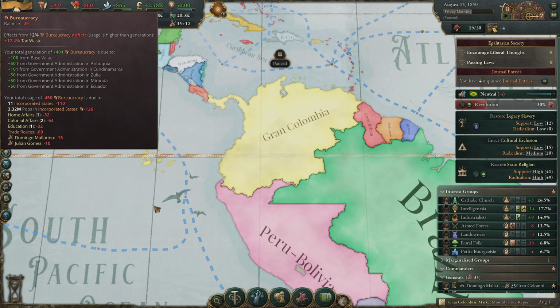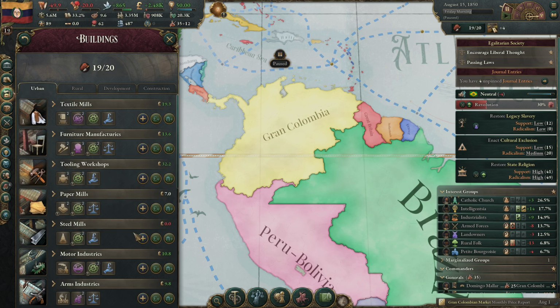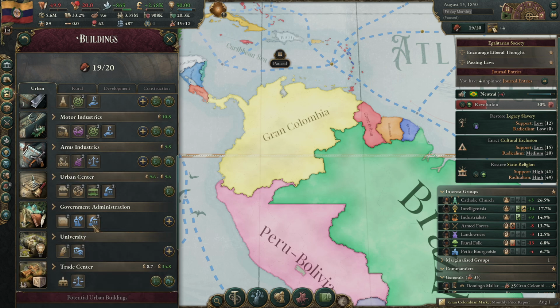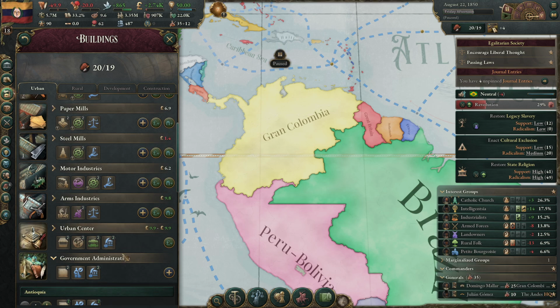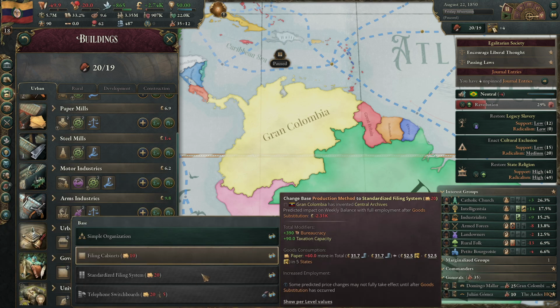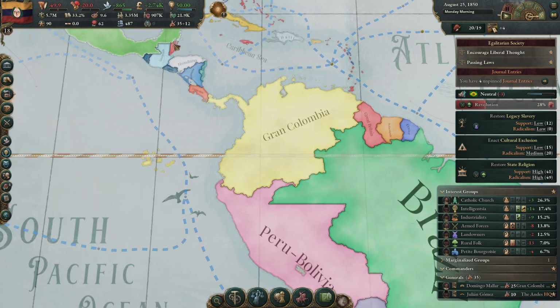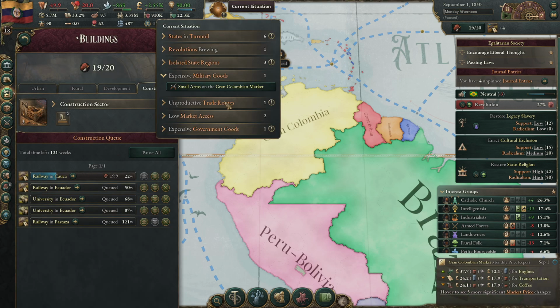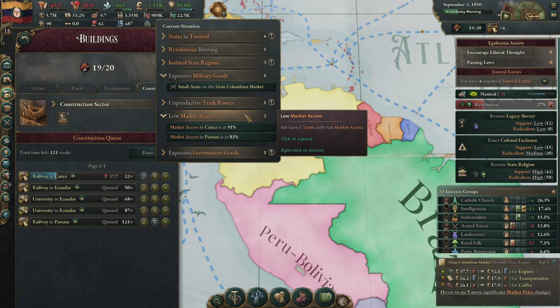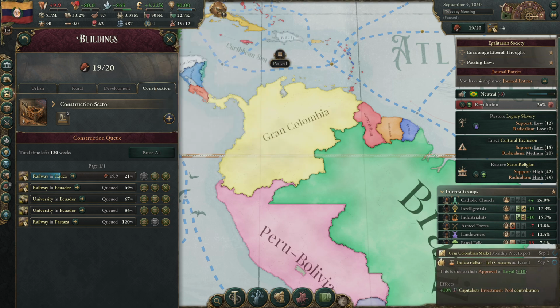I need more bureaucracy. Oh man, I need so many things. It's crazy. Yeah, we need to get more of these things. Well, that's for sure. We could get to a standardized filing system, but that is going to take a while. Let's first get our railways, and then we are going to get the universities in. I think that's a very important thing to do.